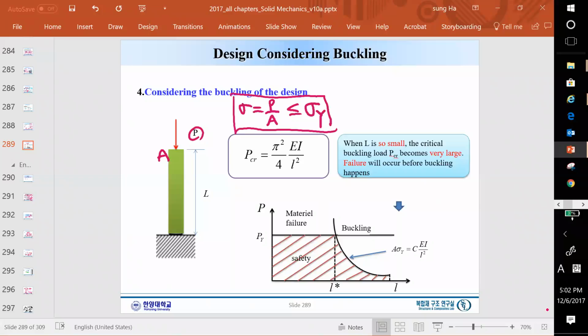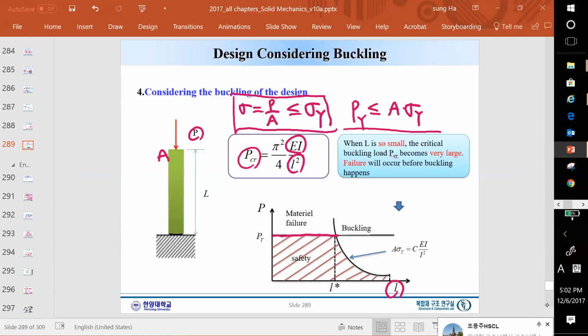So you need to consider that, but also the critical load P. So here, P has to be less than A times sigma Y. But P may buckle without any material failure, as mentioned, with EI and L squared. So if you plot them as a function of L, this equation is a constant. This is called yield strength, so A times sigma Y is a constant independent of L. And now this P critical goes with 1 over L squared.